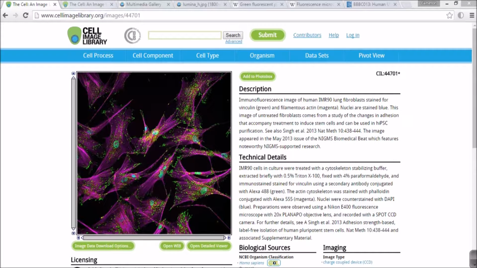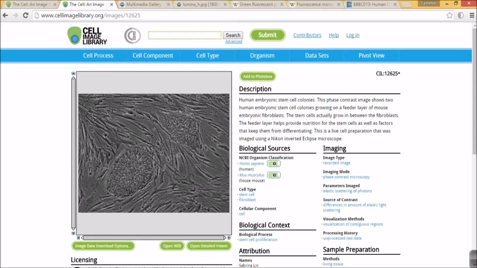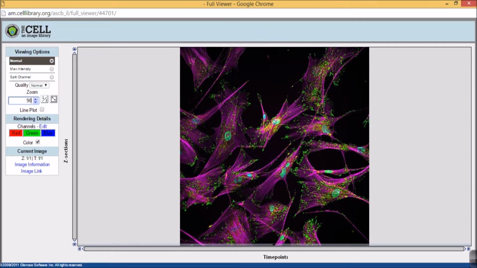Compare this vivid image to this relatively bland image. This image represents mammalian fibroblasts without fluorescence. The cells are similar, but the microscopic technology makes a big difference in the image. In the fluorescent image, three separate fluorophores label distinct parts of the cells.